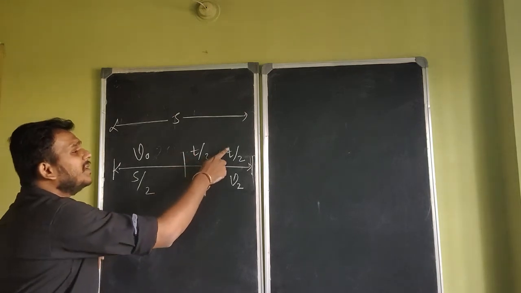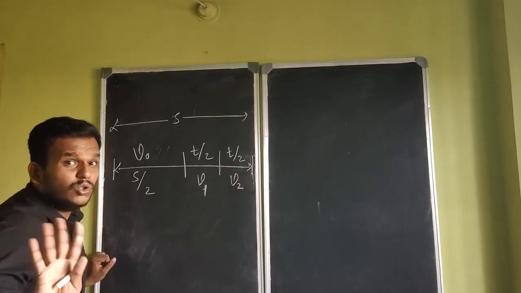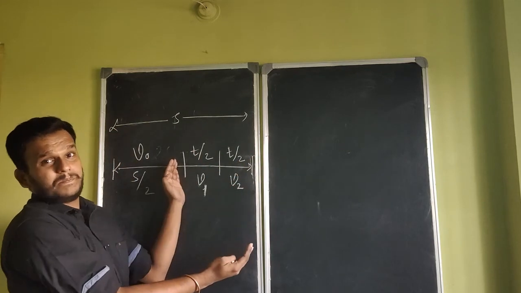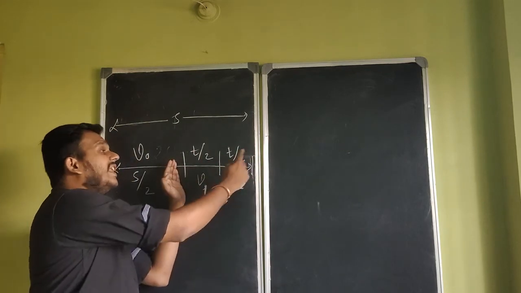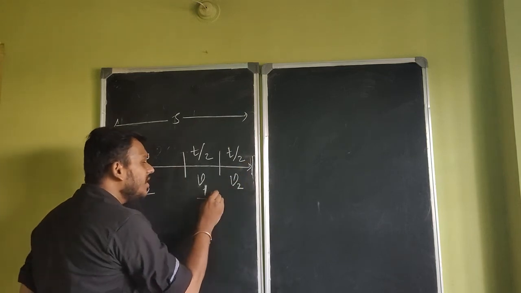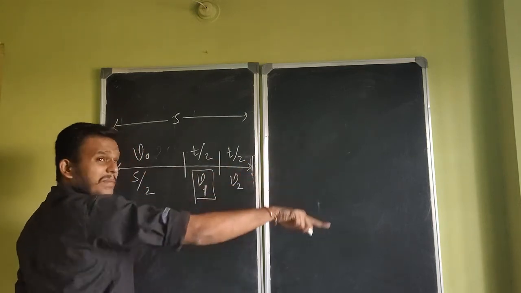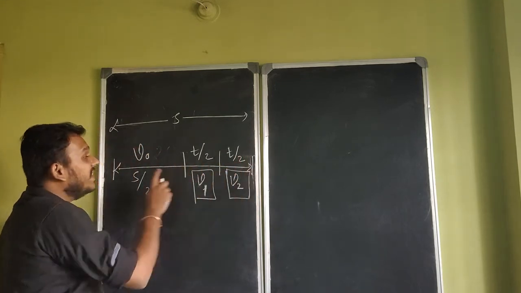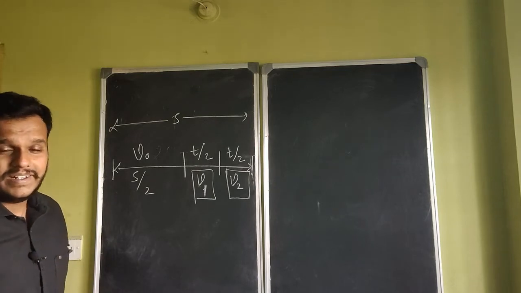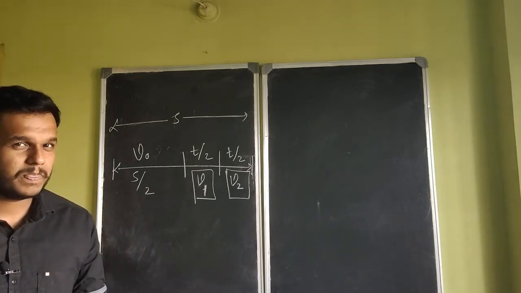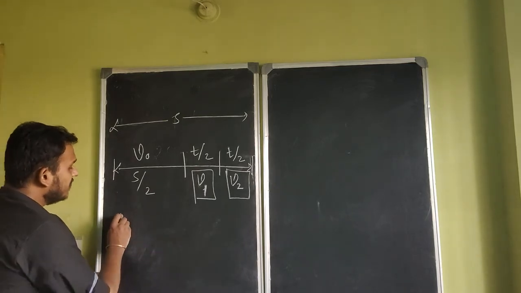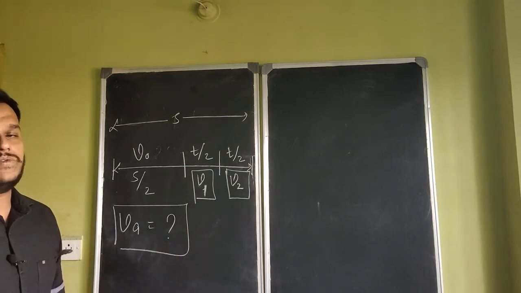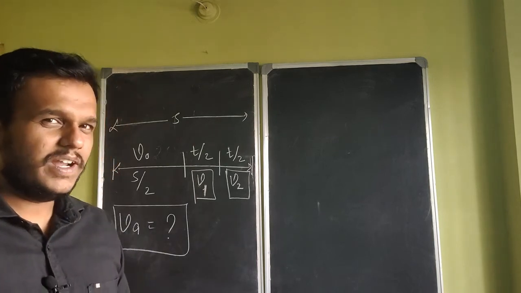And wait, t by 2 plus t by 2, is that the total journey? No. T by 2 plus t by 2 is the remaining time. So for half of the remaining time, the particle traveled with the velocity of v1, and for the other half of the remaining time, the particle traveled with the velocity of v2. This is that journey apart from the first half of the distance. I hope you understood this. Right? Now in this case, the question is to calculate the average velocity. I hope you understood the question, right?